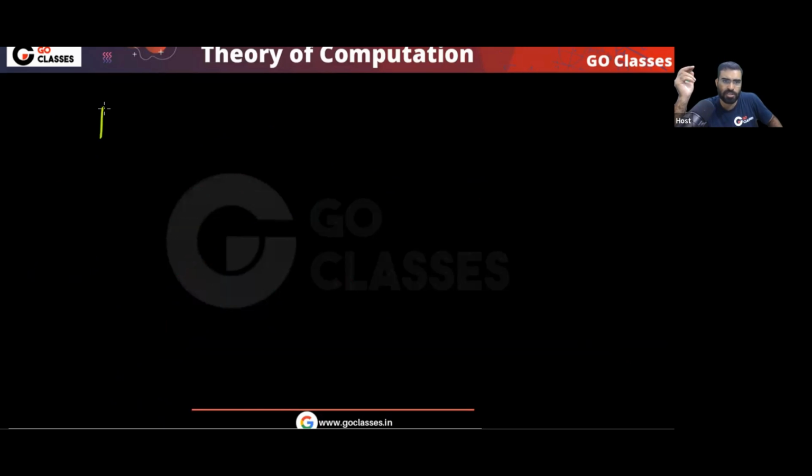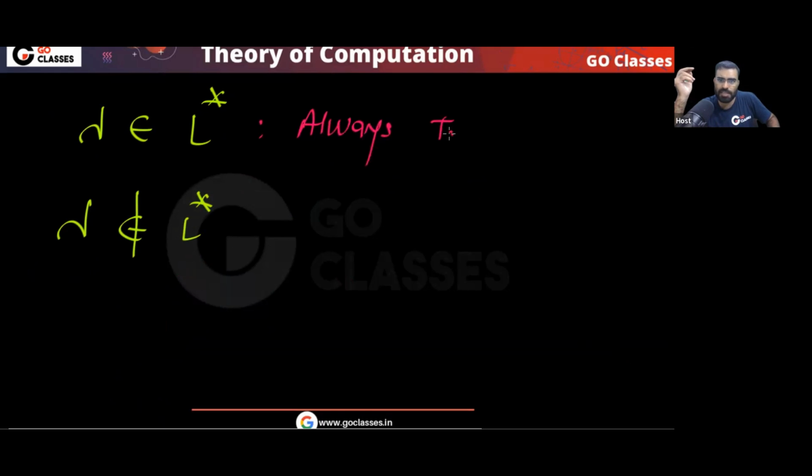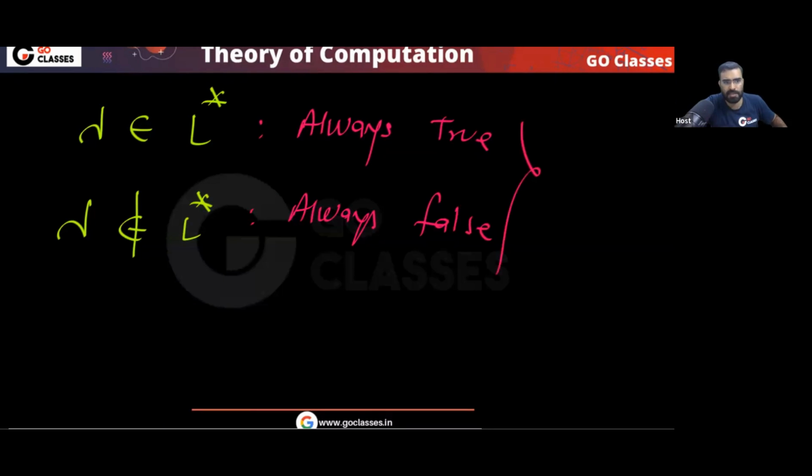So what can you say about the statement lambda belongs to L star? And what can you say about the statement lambda does not belong to L star? See, the first statement is always true. If this statement is always true, then the second statement will always be false. Yes or no? Very simple.